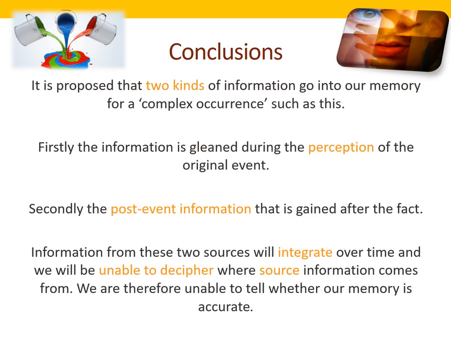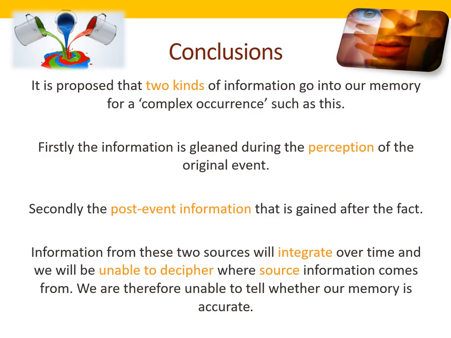So Loftus and Palmer therefore propose you've got two kinds of information when you have a complex occurrence. So when you have like an event that you've witnessed and you need to store that information, that's a complex event. So you got firstly the information that comes from the perception of the original event, so what you actually saw in that event. And then also you've got this post-event information that's gained after the event.